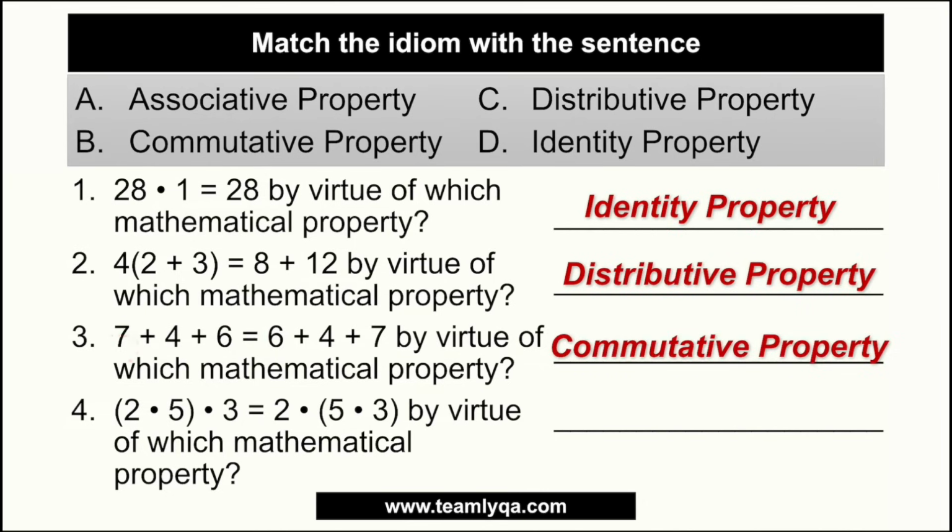Okay? Kasi in some cases naman, nandun sa options yung both addition and multiplication. You just need to be extra careful. And then yung number 4 natin, we have the quantity 2 times 5 times 3 is equal to 2 times the quantity 5 times 3.